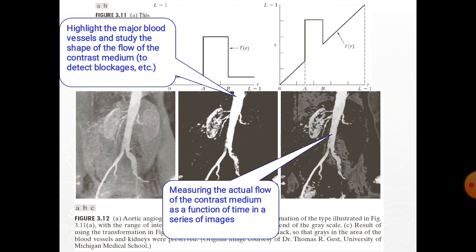On the other hand, if interest lies in the actual intensity values of the region of interest, we can use the transformation in figure B. Figure C shows the result of using such a transformation, in which the band of intensities in the mid-gray region around the mean intensity was set to black.